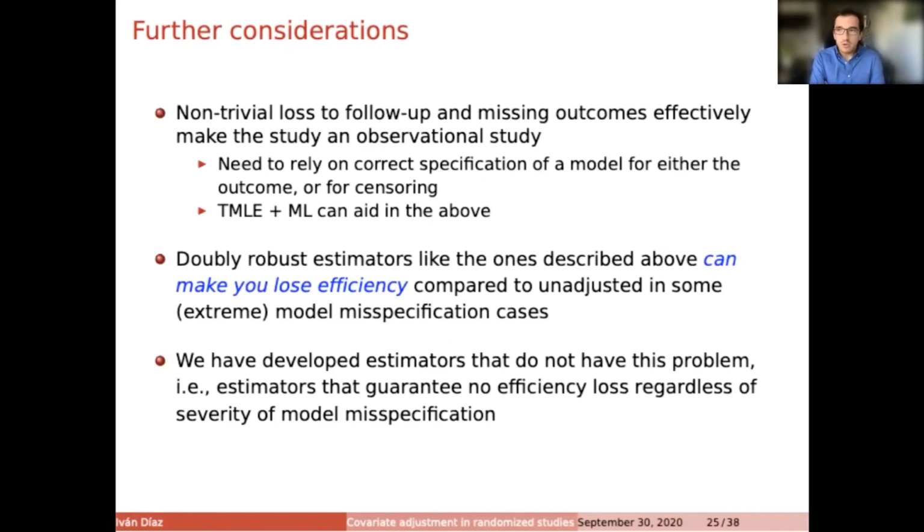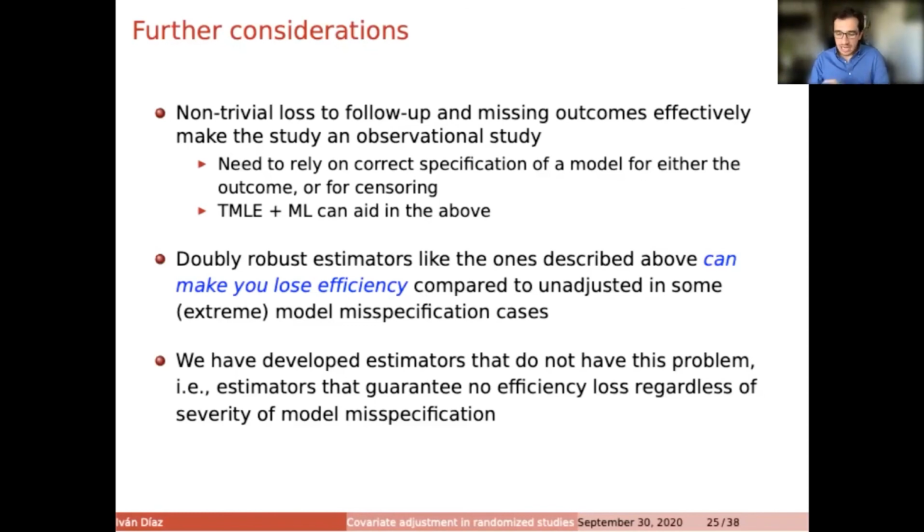There are some other considerations, some other things that we have to take into account for this problem. The first one is that when you have loss to follow-up, and the loss to follow-up is non-trivial, like you have more than, say, 5 or 10% of patients who are lost to follow-up, then the problem becomes effectively an observational study. You can't rely so much on randomization anymore because loss to follow-up might be informative.